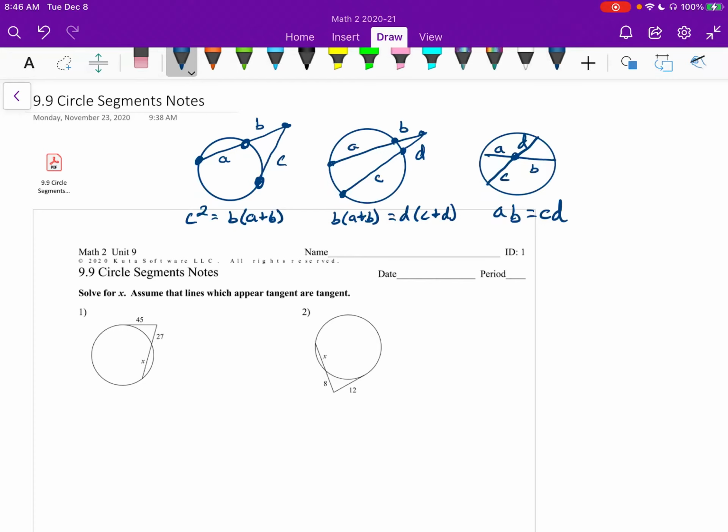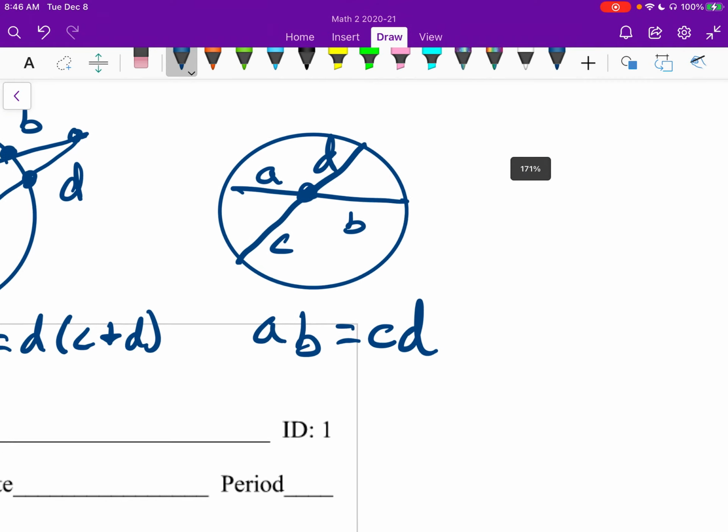Okay, Math 2 9.9, circle segments. By segments, I'm talking about the chords and the secants and the tangents. And this time we're talking about the length of them. So starting off, I think the one on the right is the easiest.